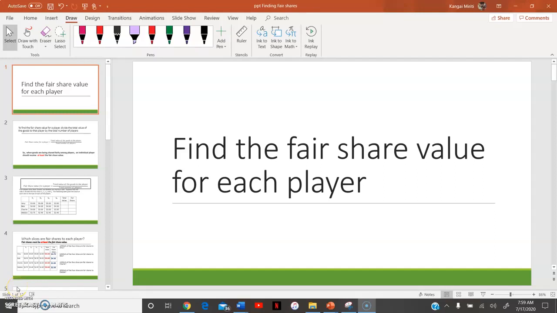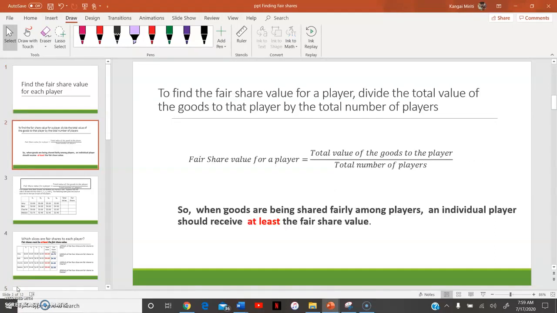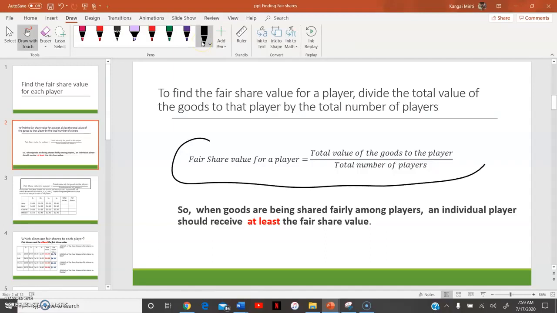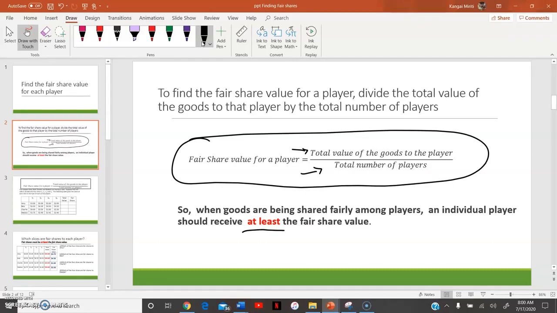So let's talk about how we find the fair share value for each player. Recall that there's a formula for finding the fair share value, and that is to take the total value of the goods and divide by the total number of players. And what we want to keep in mind is that when goods are being shared fairly among players, an individual player has to receive at least the fair share value. Not the exact fair share value, but at least the fair share value.